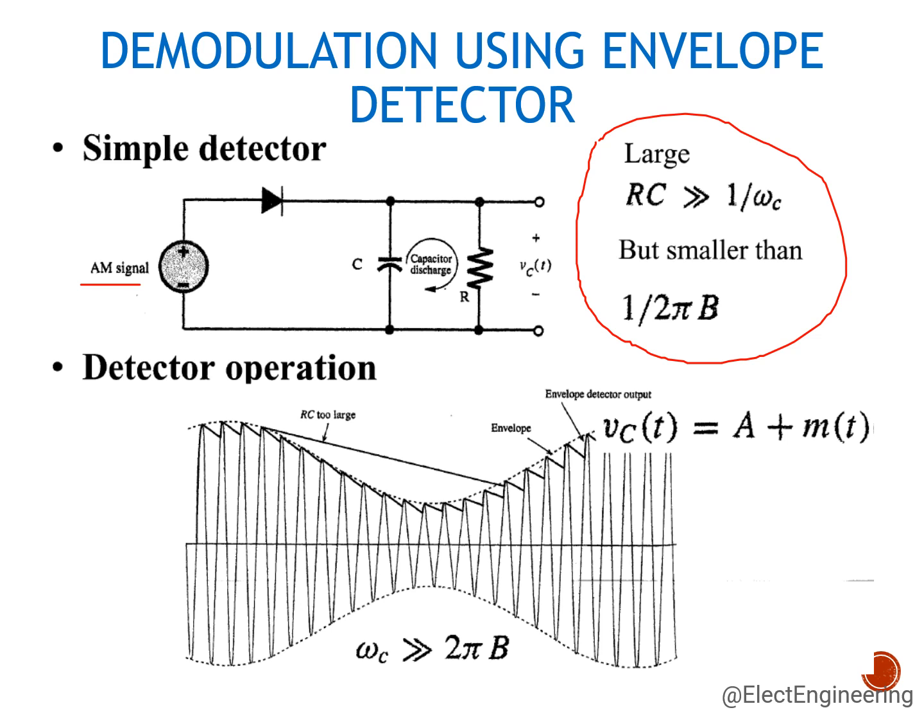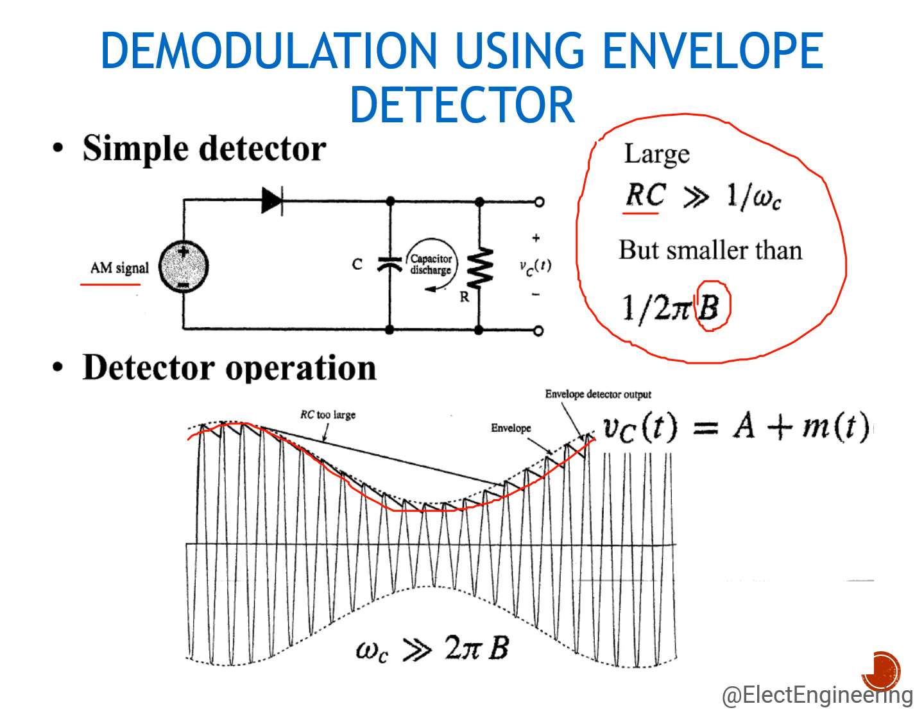So omega c is the carrier frequency of the AM signal, but this RC constant should be less than 1 over 2 pi b, where b is the bandwidth of the signal. Now the bandwidth of the AM signal depends upon how quickly the message signal m(t) varies. So if it varies quickly, then the bandwidth would be high.